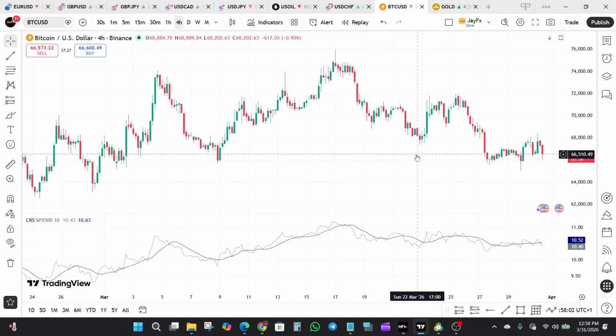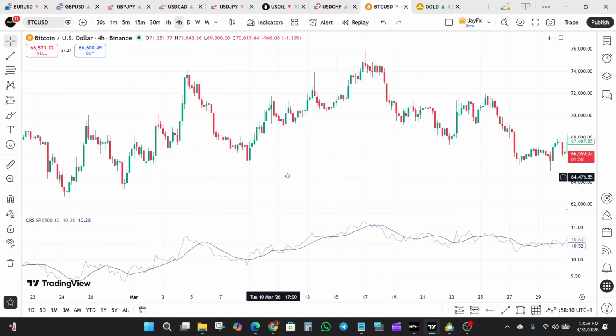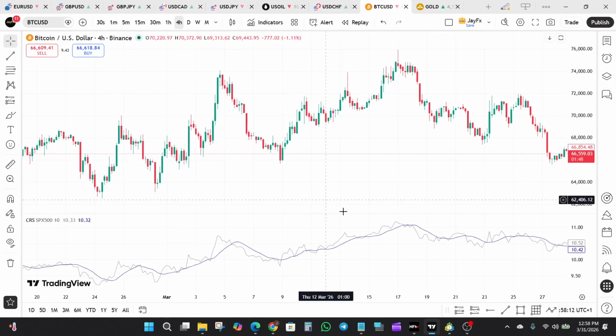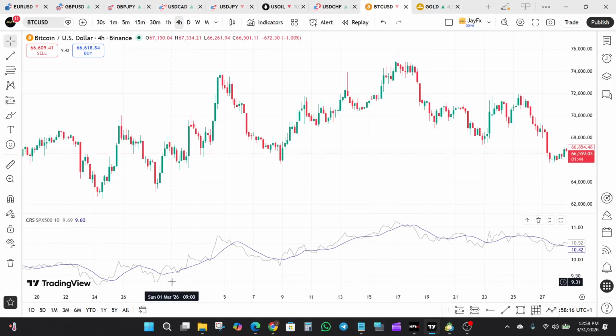All right, now as you can see, this indicator oscillates in a separate indicator window. It is a very easy indicator to understand. You just have to pay attention to the crossover signals and the direction and slope.